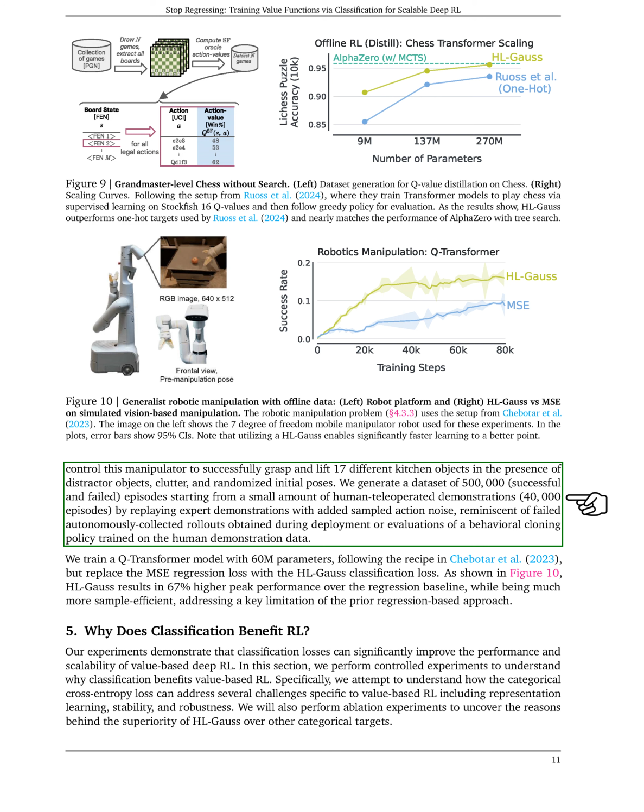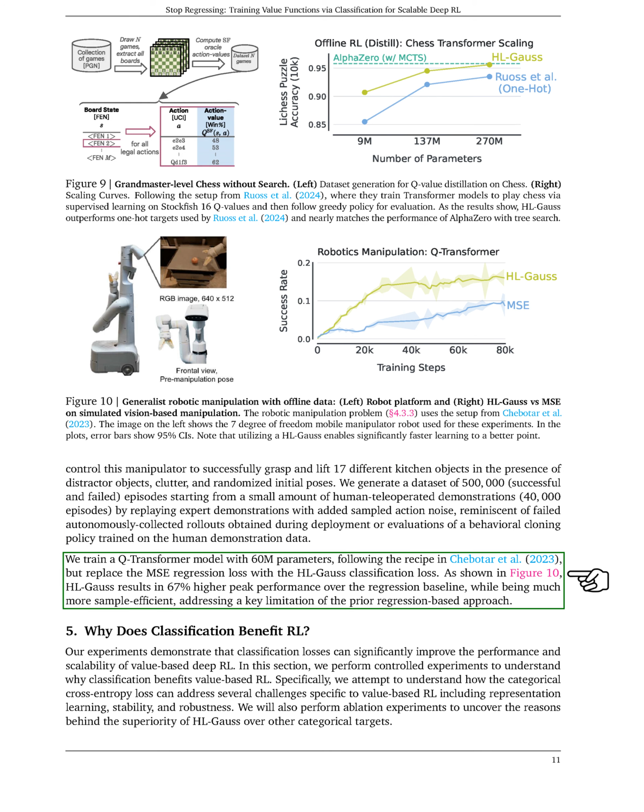We created a dataset of 500,000 episodes, both successful and failed, starting from a small set of 40,000 human teleoperated demonstrations. By replaying expert demonstrations with added action noise, we mimicked failed autonomously collected rollouts observed during deployment or evaluations of a behavioral cloning policy trained on the human demonstration data.